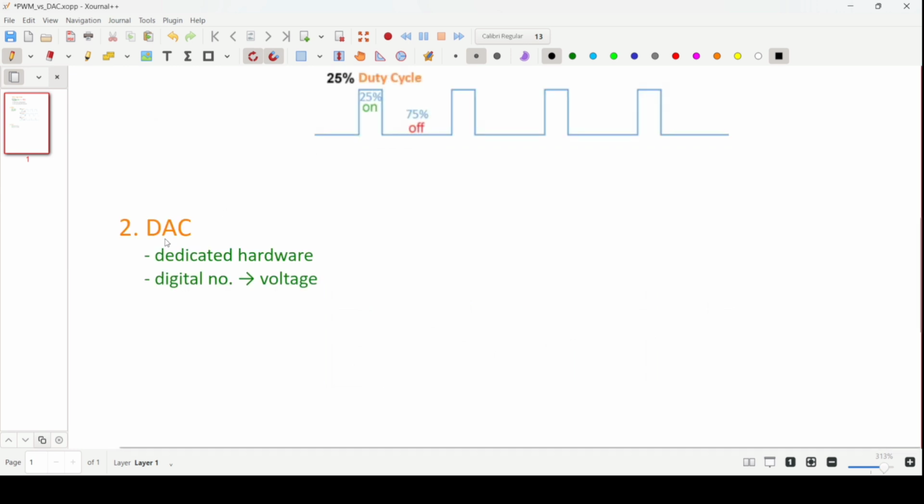Now moving on to the DAC. DAC stands for digital to analog converter, and unlike PWM which uses fast switching between high and low state, DAC uses a dedicated hardware to generate the analog signal. And this DAC is a complex combination of resistors, and it is also called the ladder logic of resistors, right? And this DAC simply takes a digital number as input and produces a corresponding voltage.